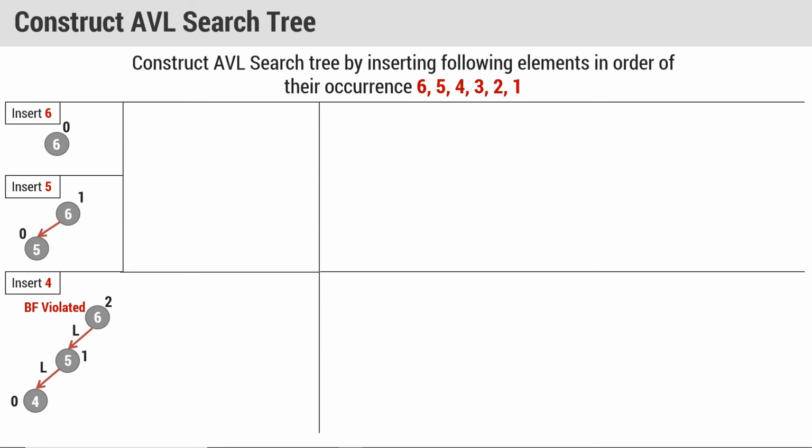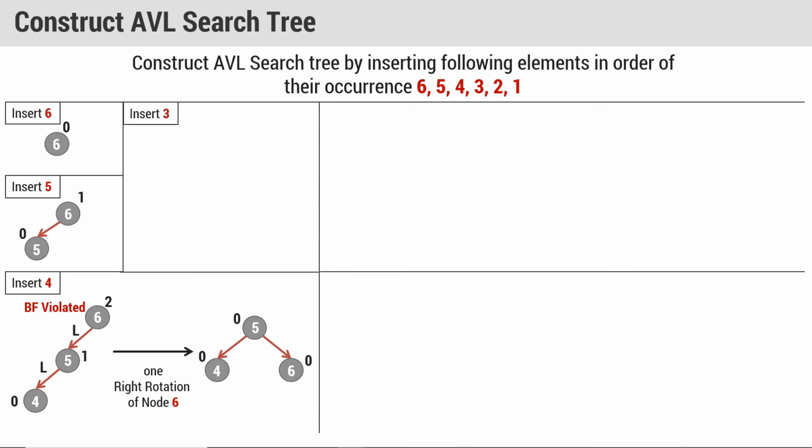So the solution of this LL problem is one right rotation. So we have to do one right rotation at node 6. So our tree becomes like this. Node 5 becomes the root node, node 4 becomes the left child, and node 6 becomes the right child of the tree. Now we have to check the balance factor. So the balance factor at node 4 is 0, node 6 is 0, and node 5 is 0. So this is a balanced tree.